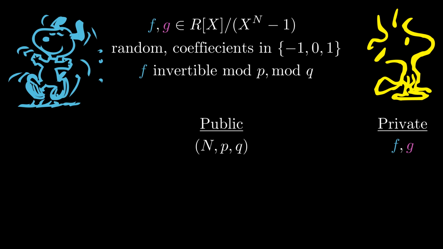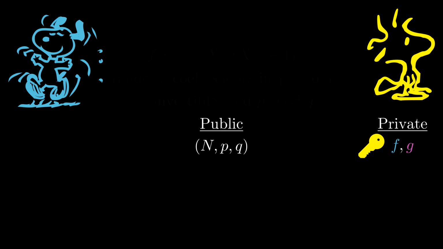f and g must also have coefficients plus or minus 1 or 0, and f must be invertible both mod p and mod q. If f is not invertible in either one of these, we simply keep generating polynomials f until this is satisfied. The polynomials f and g comprise Woodstock's private key, enabling only him to read these messages. We now use all of the parameters we've established so far to generate the public key, which is equal to p times f sub p times g mod q, where f sub p is simply f mod p.